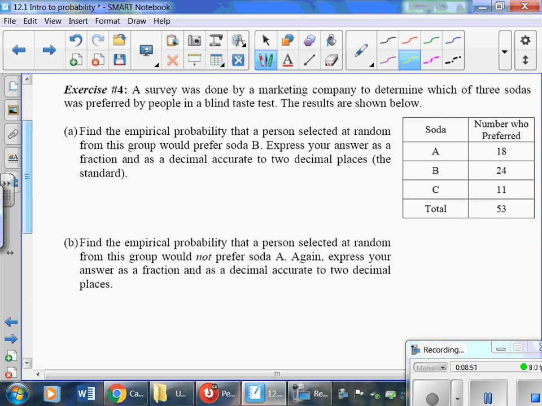So a survey was done by a marketing company to determine which of 3 sodas was preferred by people in a blind taste test. The results are shown below. So this says find the empirical probability that a person selected at random from this group would prefer soda B. So I want the probability of soda B. Express your answer as a fraction and as a decimal accurate to 2 decimal places, which is the standard, to the nearest hundredth. So it's very nice they give us the total here, which is 53.